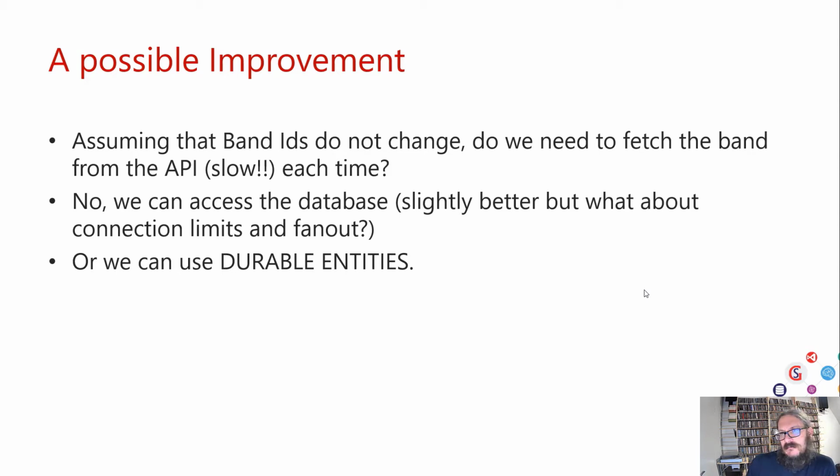There are bands like Iron Maiden who've been alive and kicking for 50 years. Their ID doesn't change for 50 years. Not in Bob's system. And then the question is, do I actually need to fetch the band from the API each time? And of course the answer is no, I don't. I can implement a much smoother process.